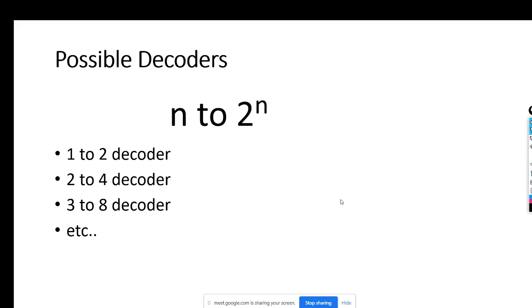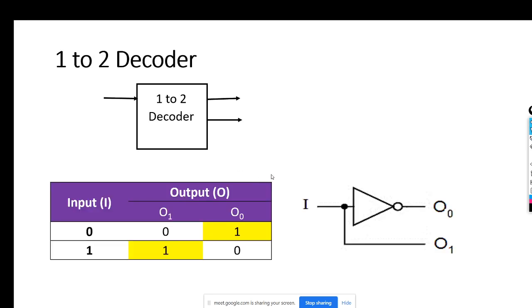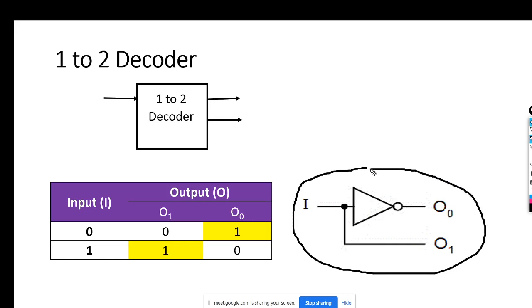Okay, now let's look at how the simplest one, the 1 to 2 decoder, is created. It's a very simple approach. Anyone can understand a decoder. You just need this kind of circuit. It's a very simple circuit. You just need one NOT gate. So this is how you represent it in a block diagram.